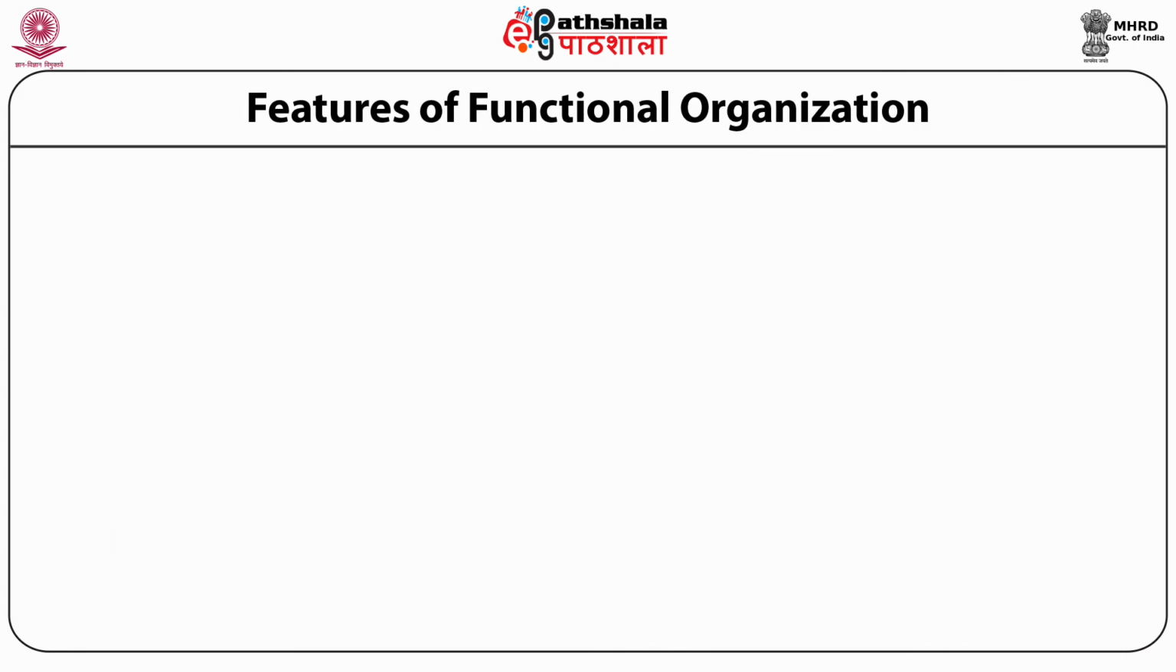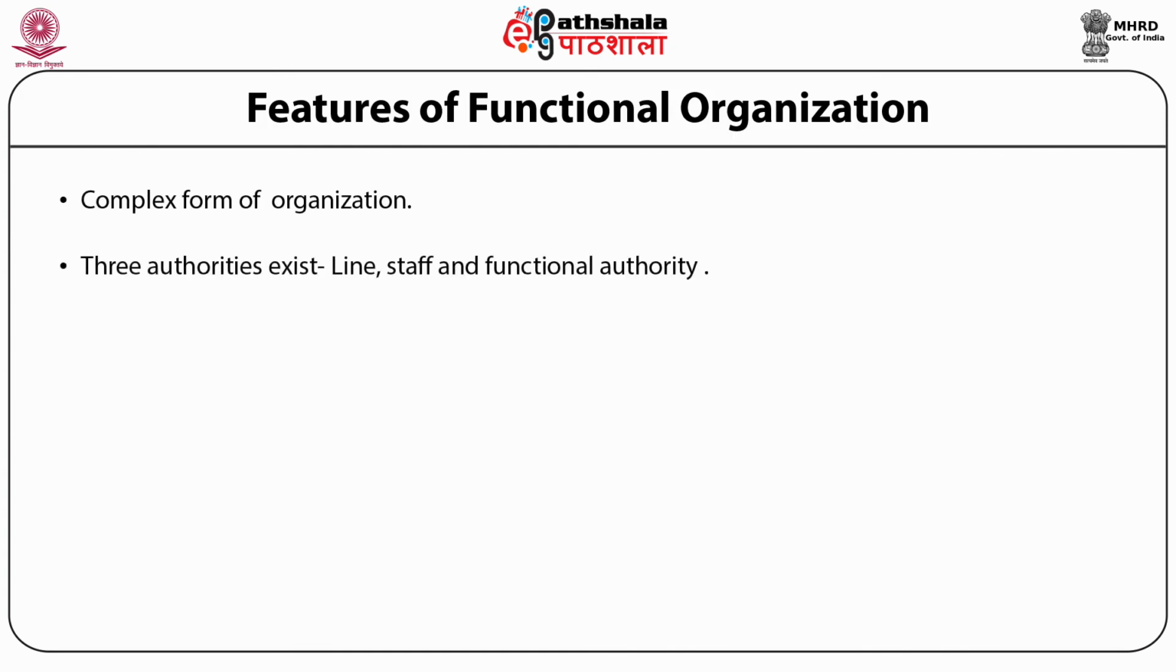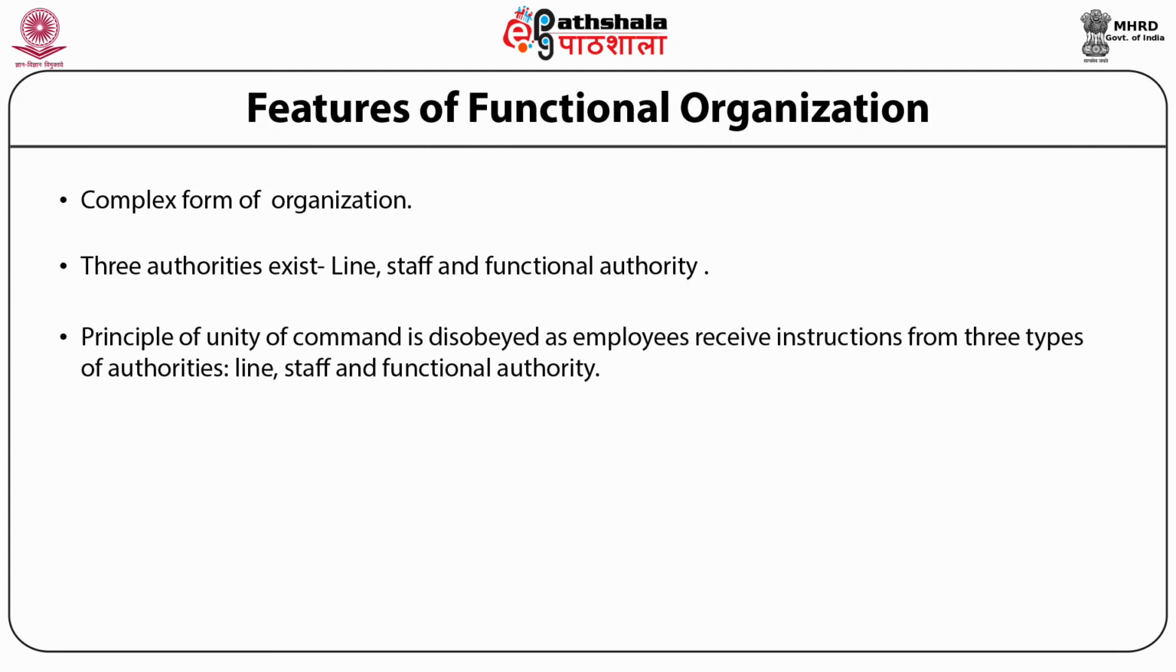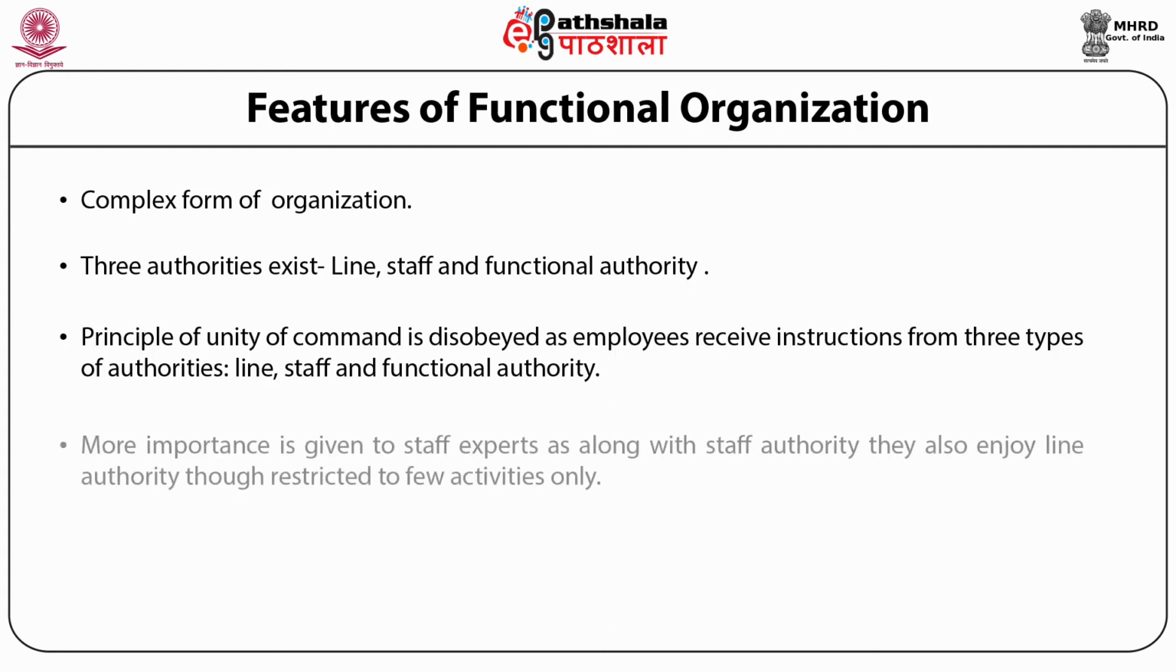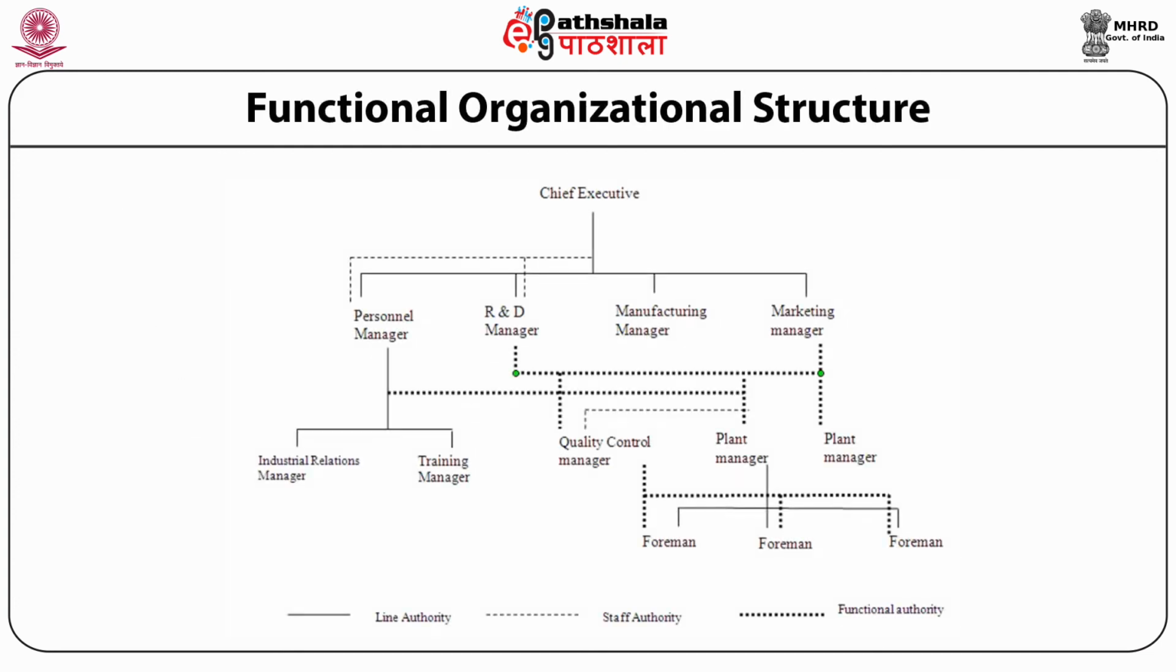Features of functional organization. Functional organization is a complex form of organization. Three authorities exist together: line, staff, and functional authority. Principle of unity of command is disobeyed as employees receive instructions from three types of authorities: line, staff, and functional authority. More importance is given to staff experts, as along with staff authority, they also enjoy line authority, though restricted to few activities only. Here in figure we can see the functional organizational structure.